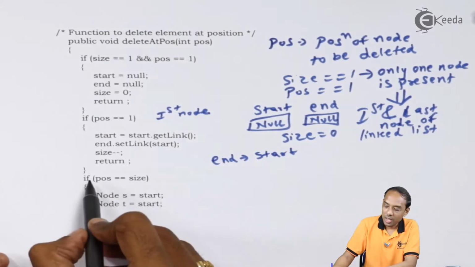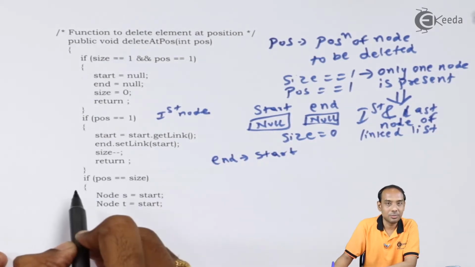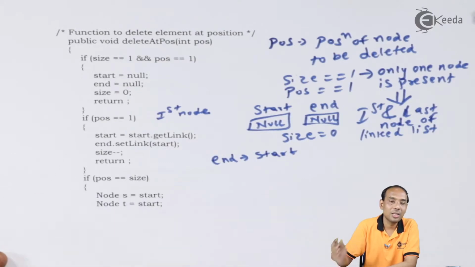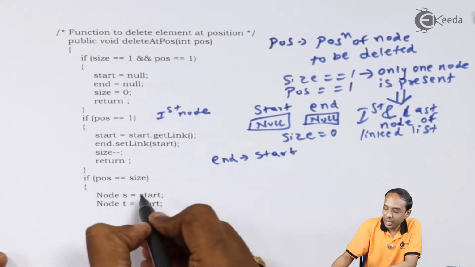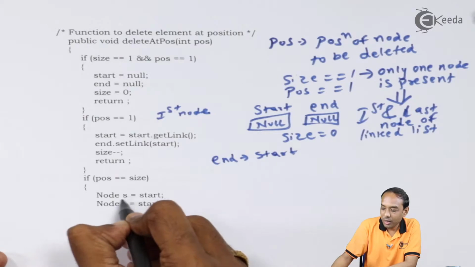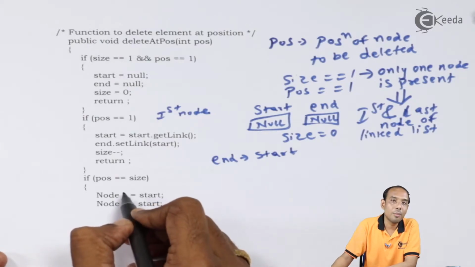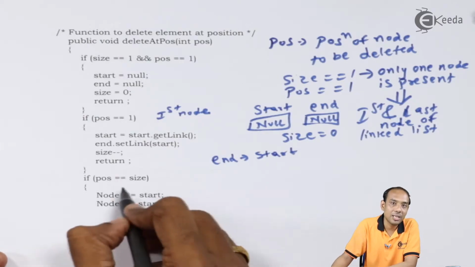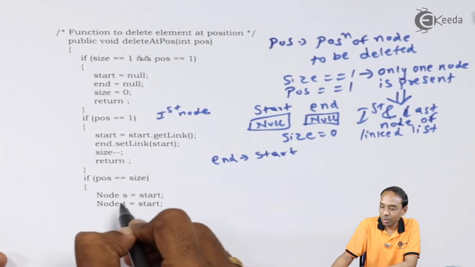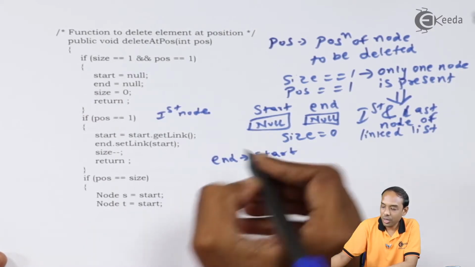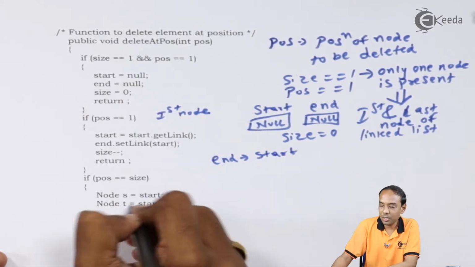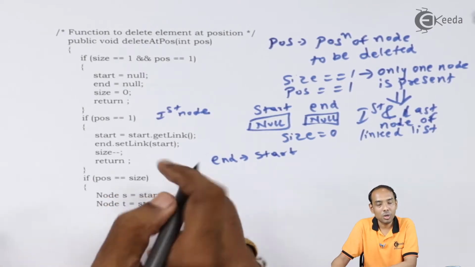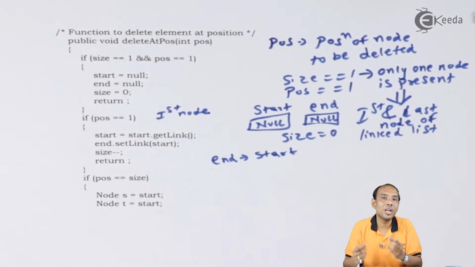Okay, so if position equal to size, that element is to be inserted. In that case, start will point to another reference variable s, and end will again point to T. So start is pointing to s and start is pointing to t also. Like this I am going to find out the position and the values from where I can delete the elements.